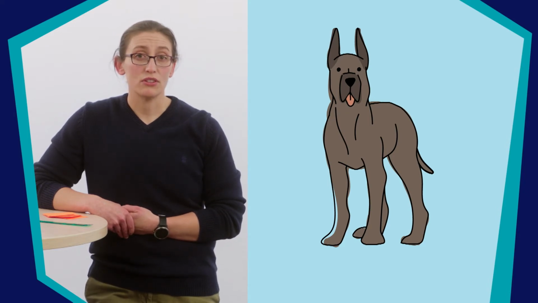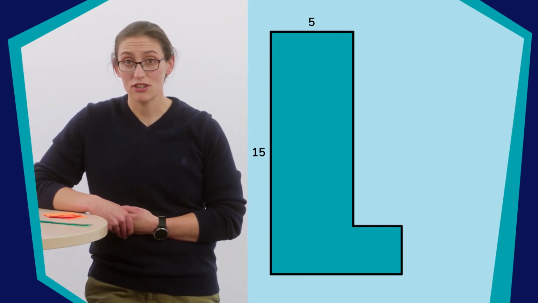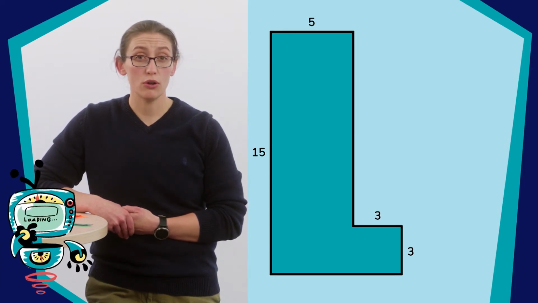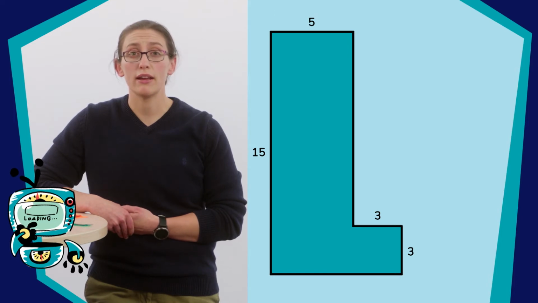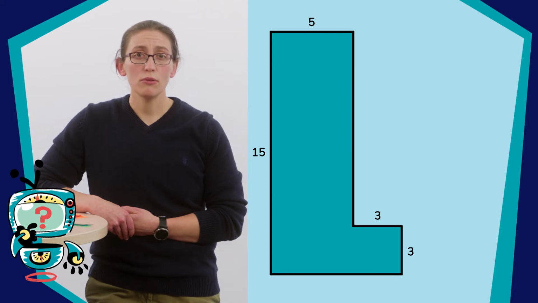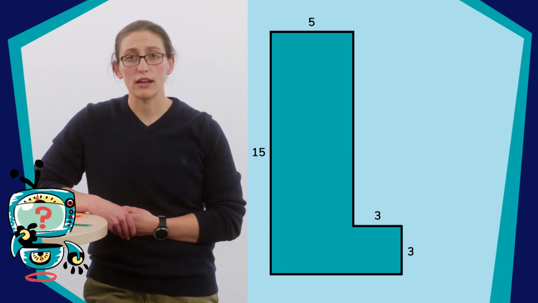When I thought about this, I wanted the dogs to have some space to run, so I made it longer. Here we are with a dog park that has these dimensions. It's L-shaped with a 15 by 5-foot section and a 3-foot by 3-foot section. The neighborhood really wants to know the total area that the dogs will have to play. Thinking about what we know about area, how would you start thinking about what the total area is?